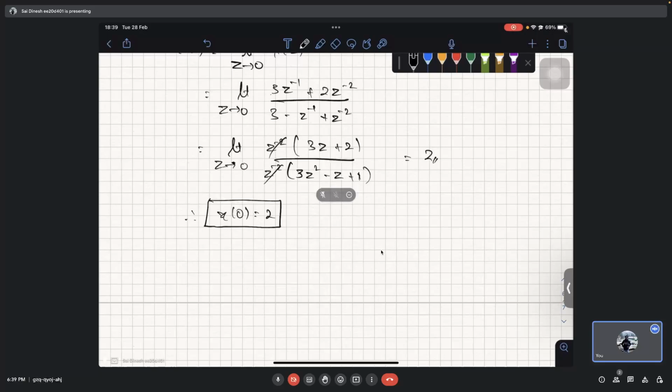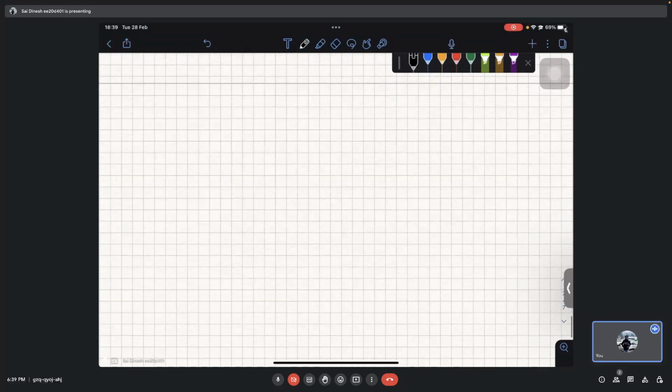All right. Let's do one more example which talks about the properties and the relations between x of n and x of z. Right, so one second.